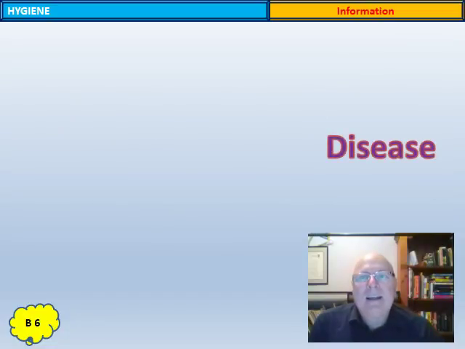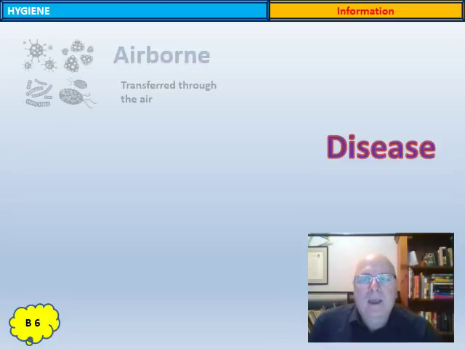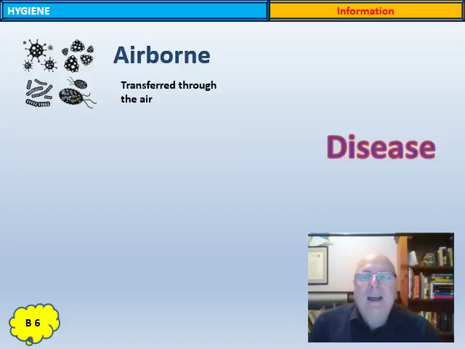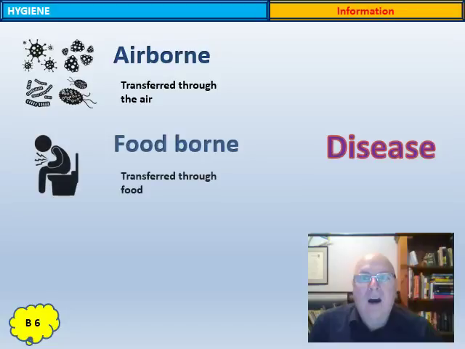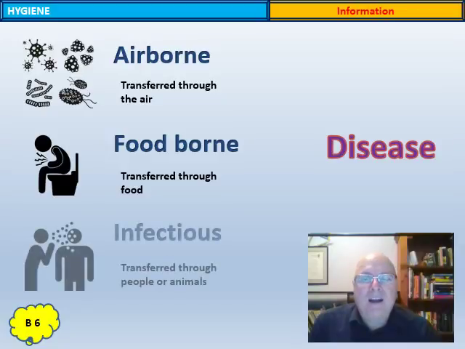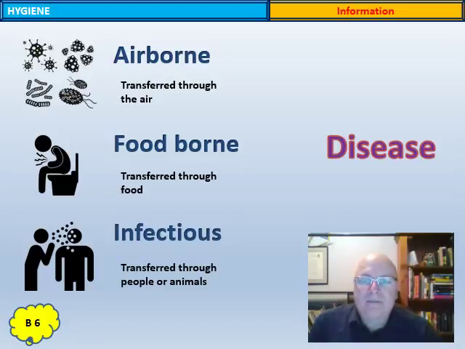A disease is an illness. Hygiene is about preventing illness. Illnesses can be transferred in the following ways. An airborne disease is an illness that is transferred through the air. A foodborne disease is an illness that is transferred through food. And an infectious disease is an illness that is transferred through other humans or animals.